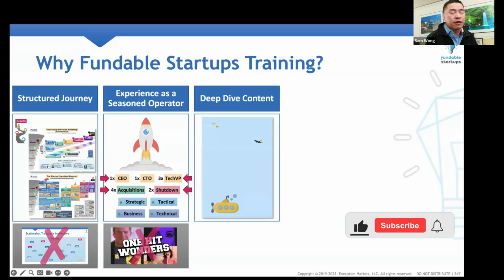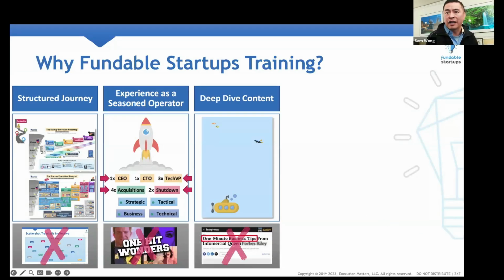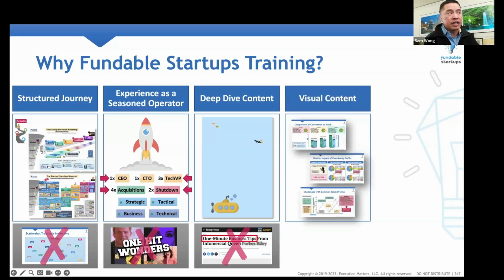Okay. The other aspect that you've seen clearly from this session is I have a lot of deep dive content. I'm not a fan of 1 minute sound bites. There's actually somebody out there who talks about 1 minute business tips. In the startup space, you might learn an interesting sound bite, but it's usually not transformative. Startups are hard, and it takes a lot more than a 1 minute little sound bite to make an impact. You can also see that a lot of our content is very visual.